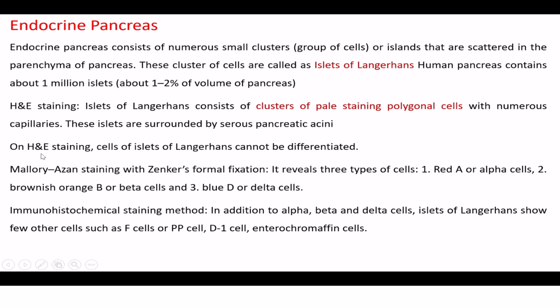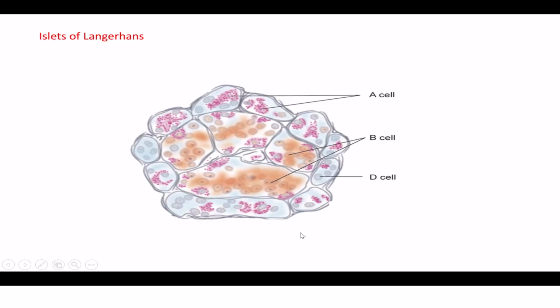So in H&E staining, we cannot differentiate the different types of cells. But in Mallory-Azan staining with Zenker's formalin fixation, there are three basic types of cells, namely the red A or alpha cells, then brownish orange B or beta cells, and blue D or delta cells. With the immunohistochemical staining method, in addition to alpha, beta, and delta, islets of Langerhans show a few other cells such as F cells, PP cells, D1 cells, and enterochromaffin cells.